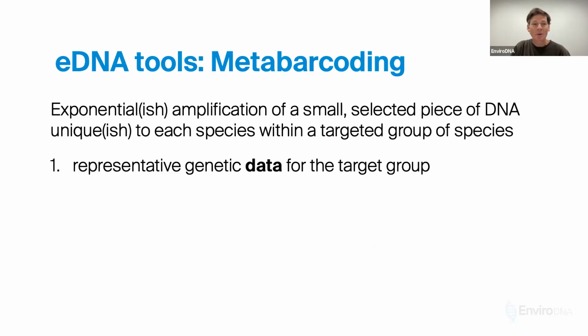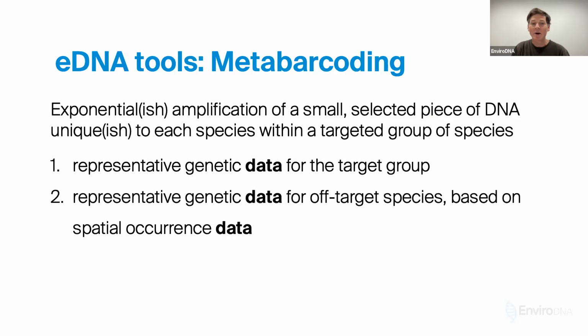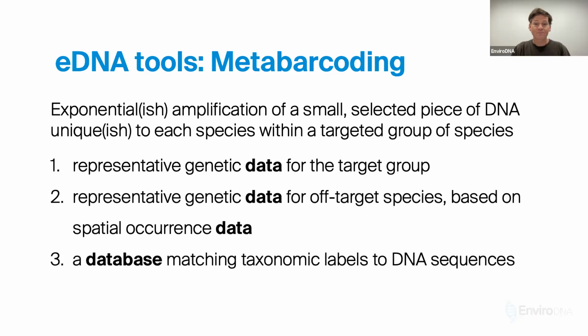You again require representative genetic data for the target group, and representative genetic data for the off-target species, based on spatial occurrence data, preferably. This is not always available. We're quite lucky in Australia to have quite good historical monitoring data for, at least, metazoans, but that is certainly not always available. And then, of course, the database matching taxonomic labels to DNA sequences.